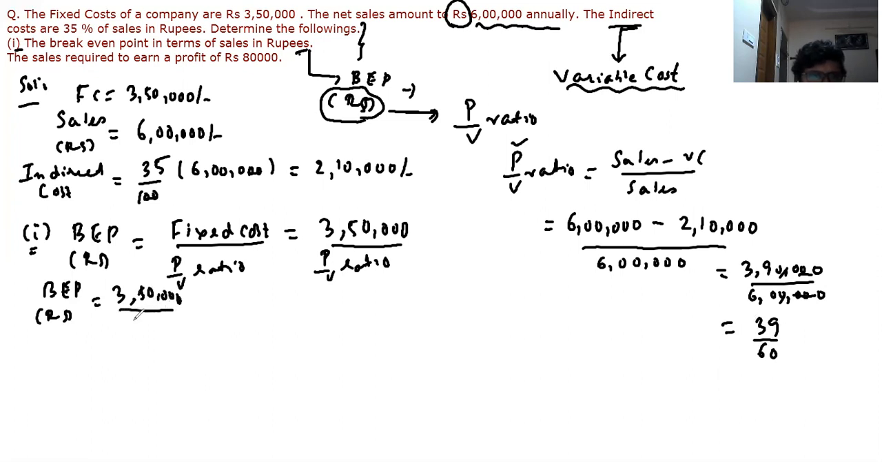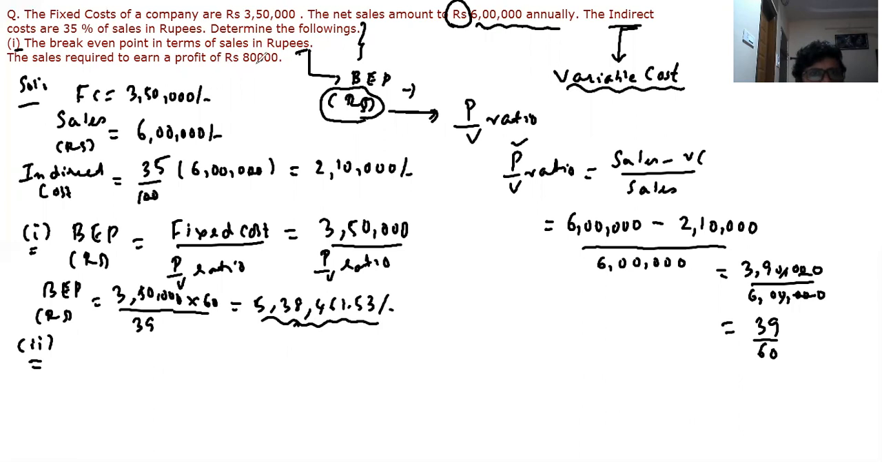So from this, break-even point in terms of rupees is equal to 3,50,000 divided by 39 by 60. So it comes around 5,38,461.53 rupees. Coming to the next part of the question, the sales in terms of rupees required to get a profit of 80,000 rupees.